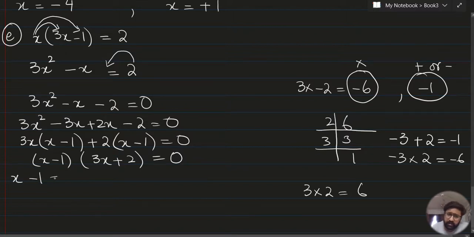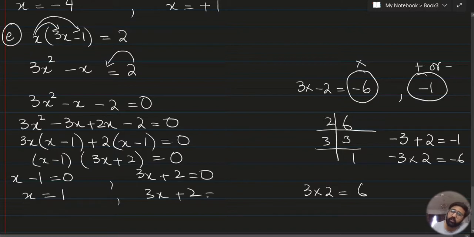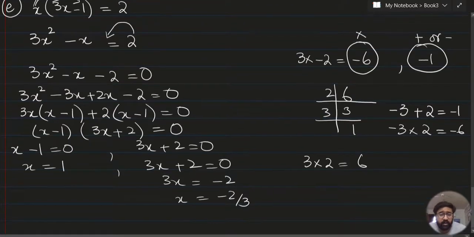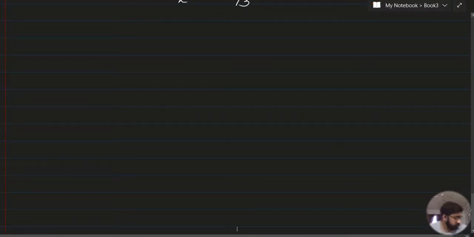So x minus 1 is equal to 0, the next step, and 3x plus 2 is going to be the other linear equation. x is equal to plus 1 and 3x plus 2 is equal to 0. From here we can have the value of x as minus 2 by 3. So the two values of x from this equation are 1 and minus 2 by 3. Let's do the f part and the last part for this question.